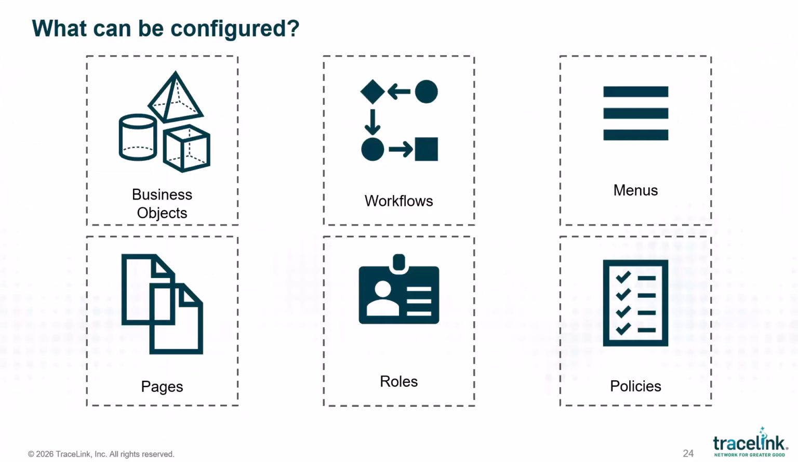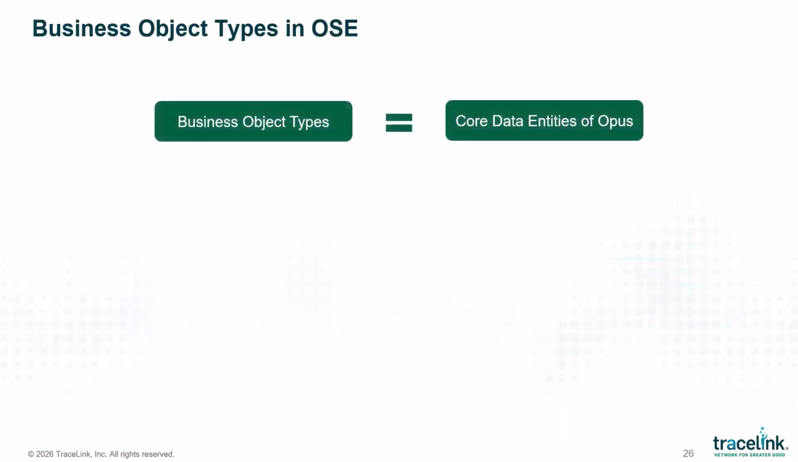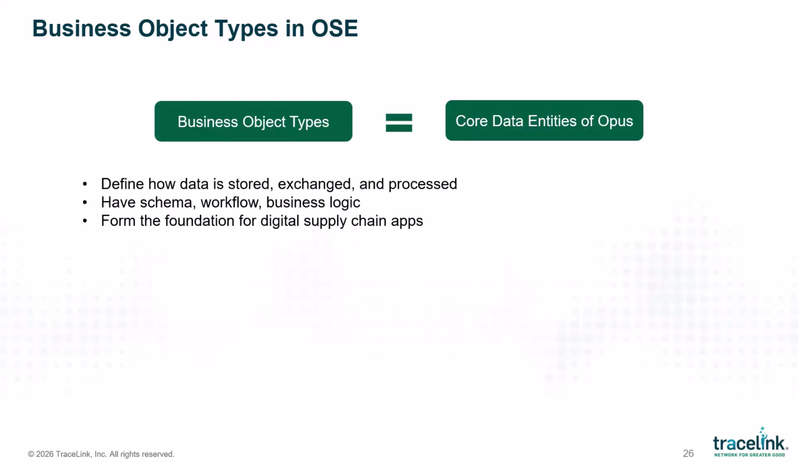With OSE, you can effortlessly configure business objects, workflows, menus, pages, roles, and policies with an intuitive drag and drop interface. Just note, we won't be covering business objects and policies in detail in this training session. In OSE, business object types are the core data entities that model all real-world processes and transactions. They define how information is structured, exchanged, and governed across the network.